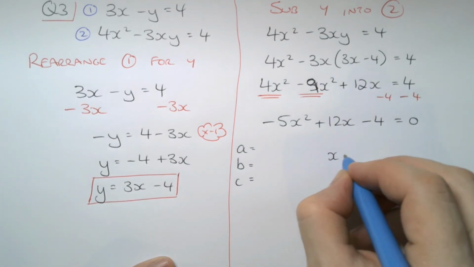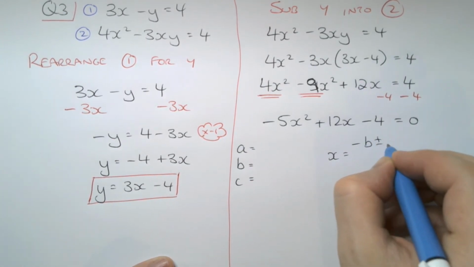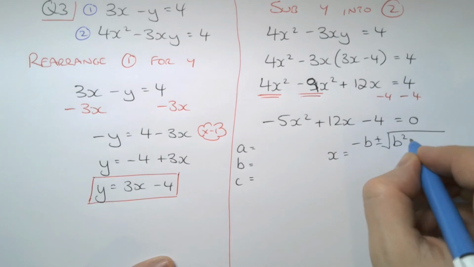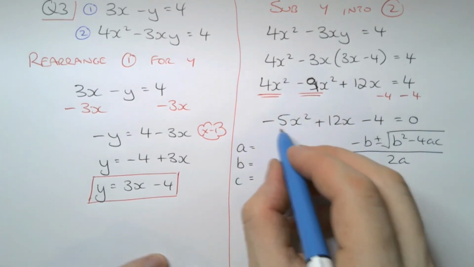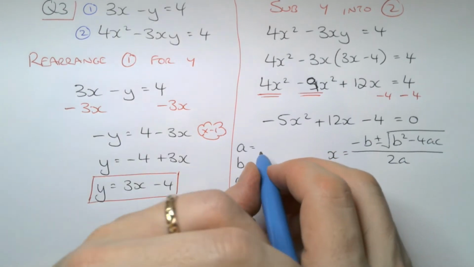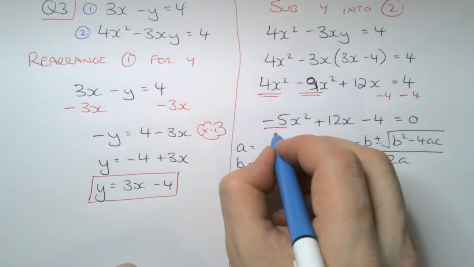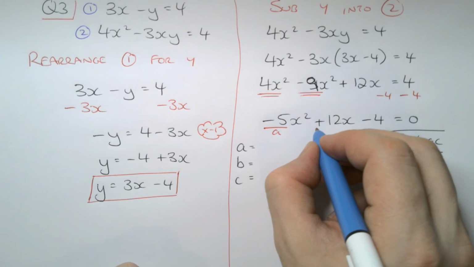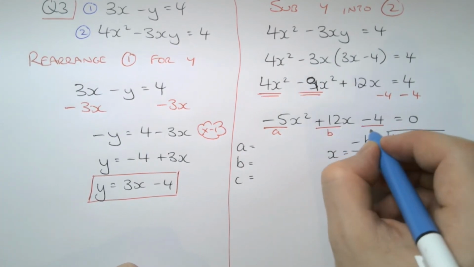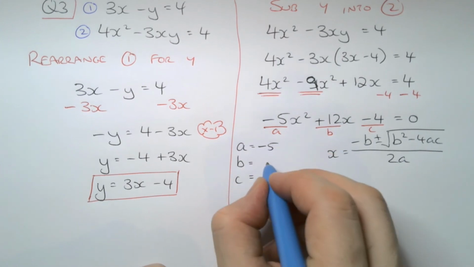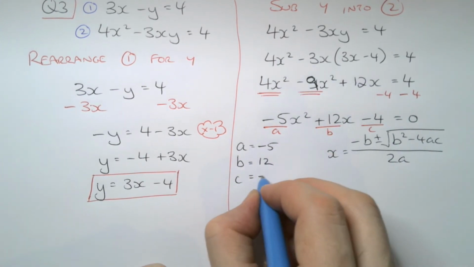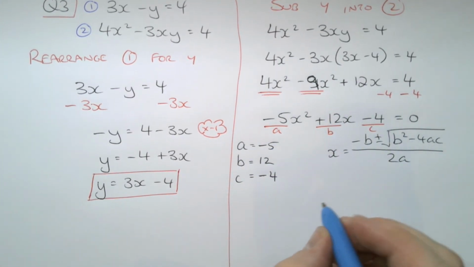So I'm going to say x is equal to minus b plus or minus the square root of b squared minus 4ac, all over 2a. Identify your a. It's the number in front of the x squared, so that's the minus 5. Your b is the number in front of the x. Your c is the number alone. So my a here is minus 5, my b is positive 12, my c is minus 4. And do make sure to include those signs.